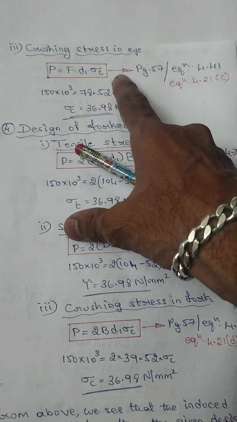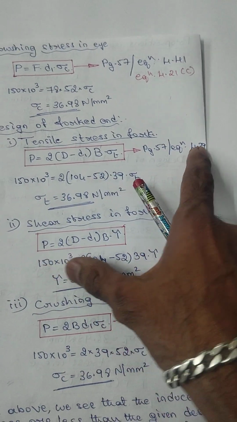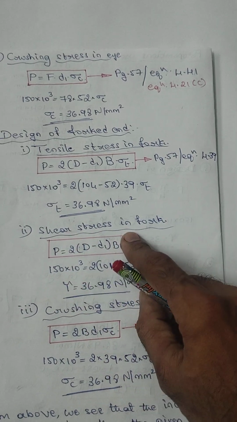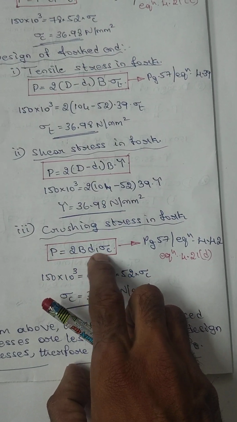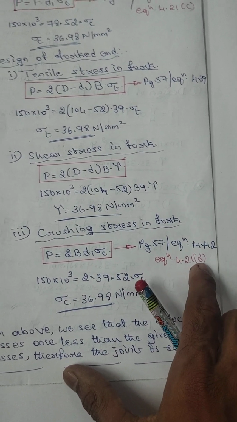but the equations vary. Here for tensile, this is equation 4.39; replace sigma t with tau during the shear stress calculation, and for crushing stress the equation is this one, equation 4.42 in the third edition, and 4.21 in the fourth edition.